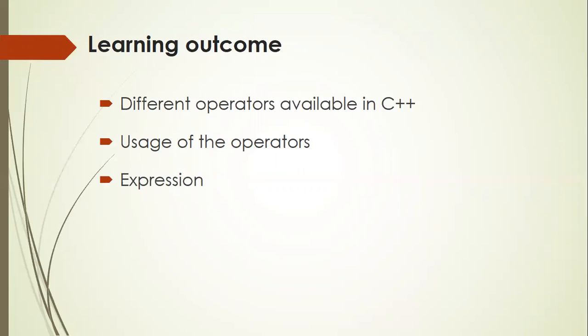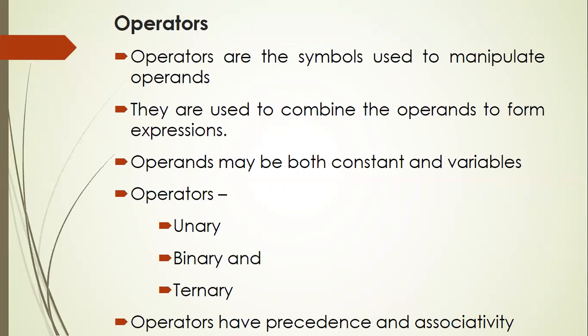At the end of this class, you should be in a position to understand what is meant by an operator, what the different operators available in C++ are, how to use operators in programming or in an expression, and what is meant by an expression. Operators are nothing but symbols. Generally, operators are used for manipulation of data. The purpose of any computer is to process your data. In order to process your data, we need to apply some operator on the data. So that's the reason we define an operator as a symbol used for data manipulation.